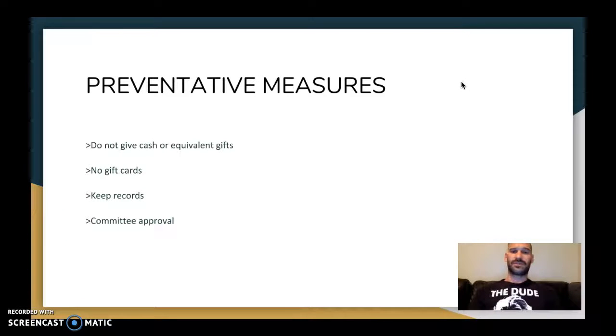Preventative measures to help us all be successful and keep ourselves safe in spending the school's money. Do not give cash or equivalent gifts, such as gift cards. No gift cards or money orders should be given. Keep records of all funds spent, and also have committee approval based on the spending of the money.